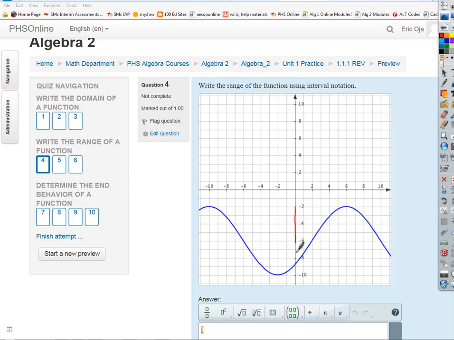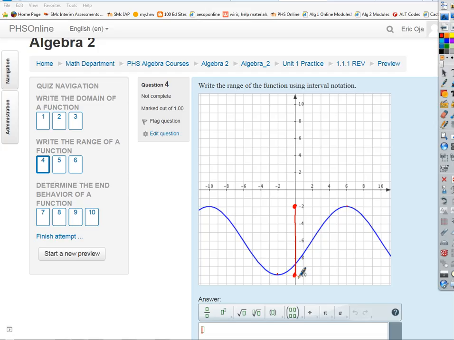But I have to know what kind of endpoints. Am I going to include -2? I am. The ant can actually stand on that point right there, and his y value is -2. So I have to put a closed endpoint, and he could also stand on -10, so I have to put a closed endpoint there. If I want to write that with interval notation, what's that going to look like?